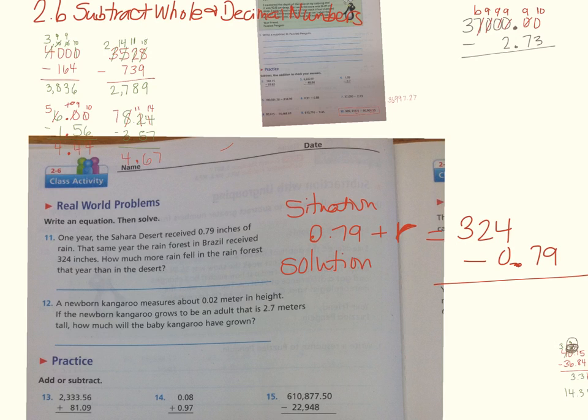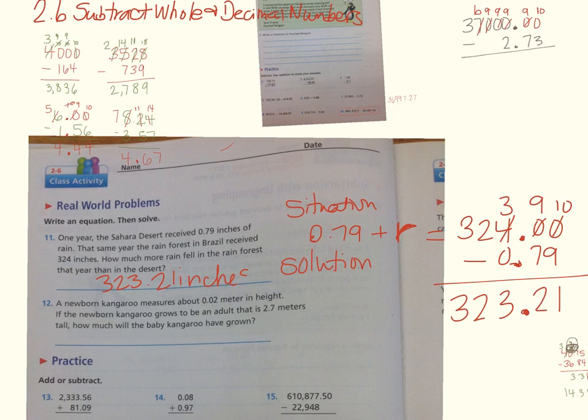79 hundredths. So I'm looking for that decimal point. I'm going to make this happen right now because I know that I'm not going to be able to subtract across those zeros. 10 take away 9 is 1. 9 take away 7 is 2. Keep that decimal point. 3 take away 0 is 3. So it rained 323 and 21 hundredths inches more in the rainforest.